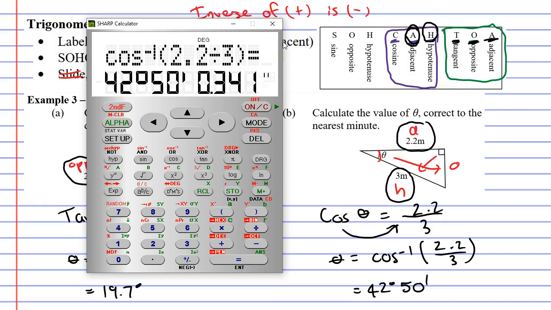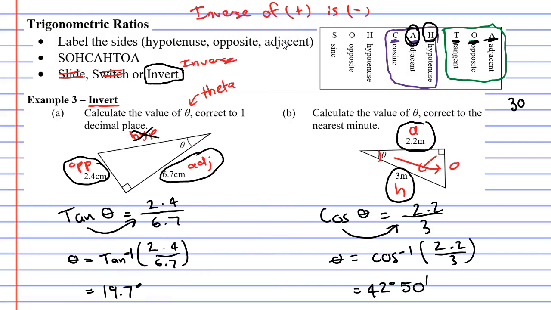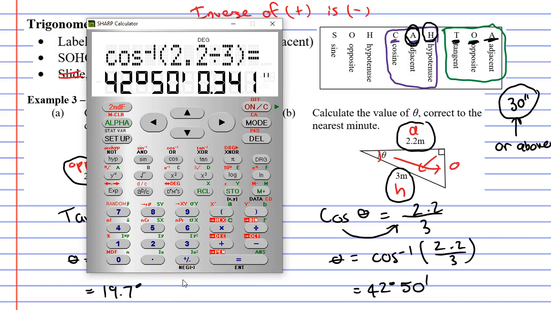Well, talking about seconds, I'll just write it up here. If it's 30 seconds or above, then you've got to round your minutes up. Remembering that 30 seconds is the halfway mark. So anything above 30 seconds, or even if it equals 30 seconds, you would round it up. So in this scenario, if it was, let's say, 30 seconds, you would say 42 degrees, 51 minutes when you write down your solution.